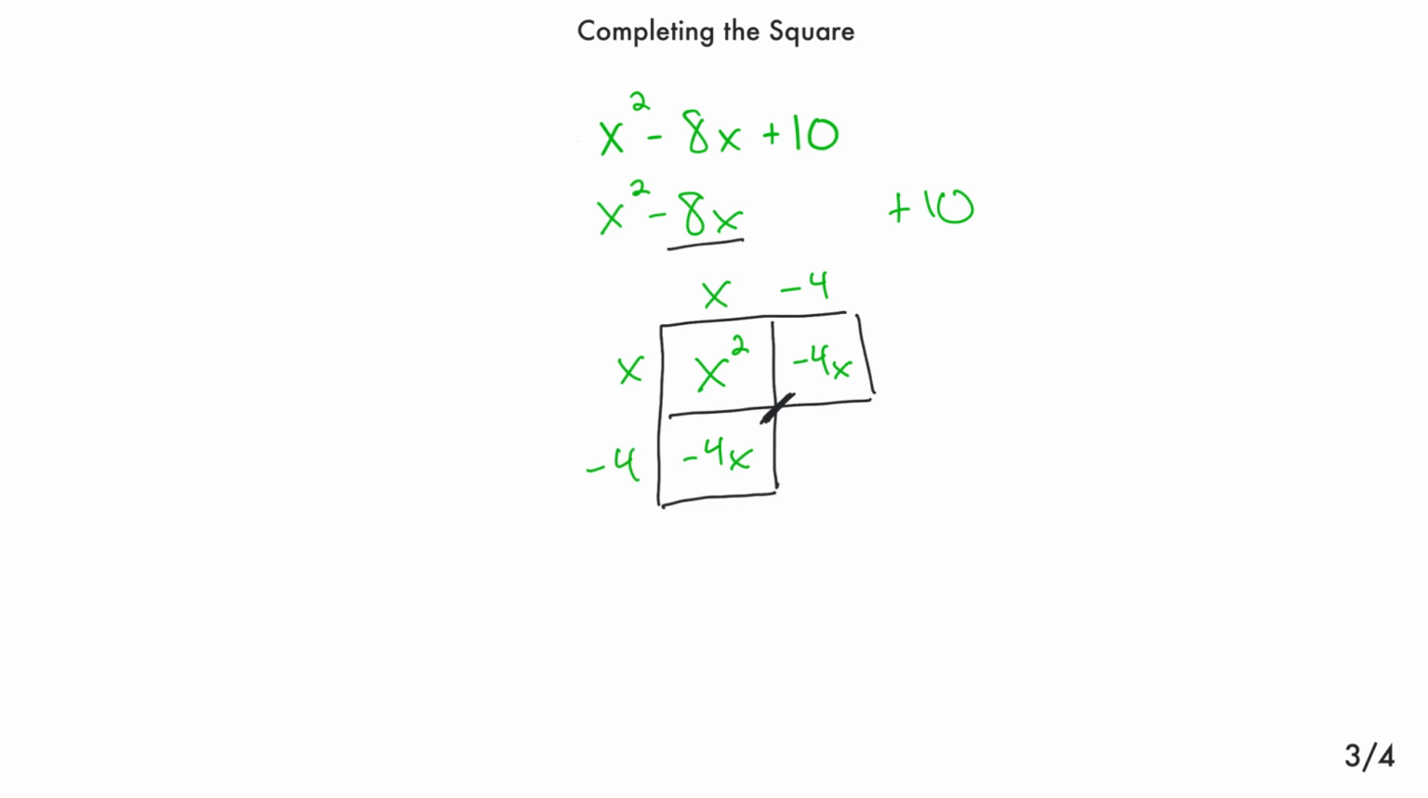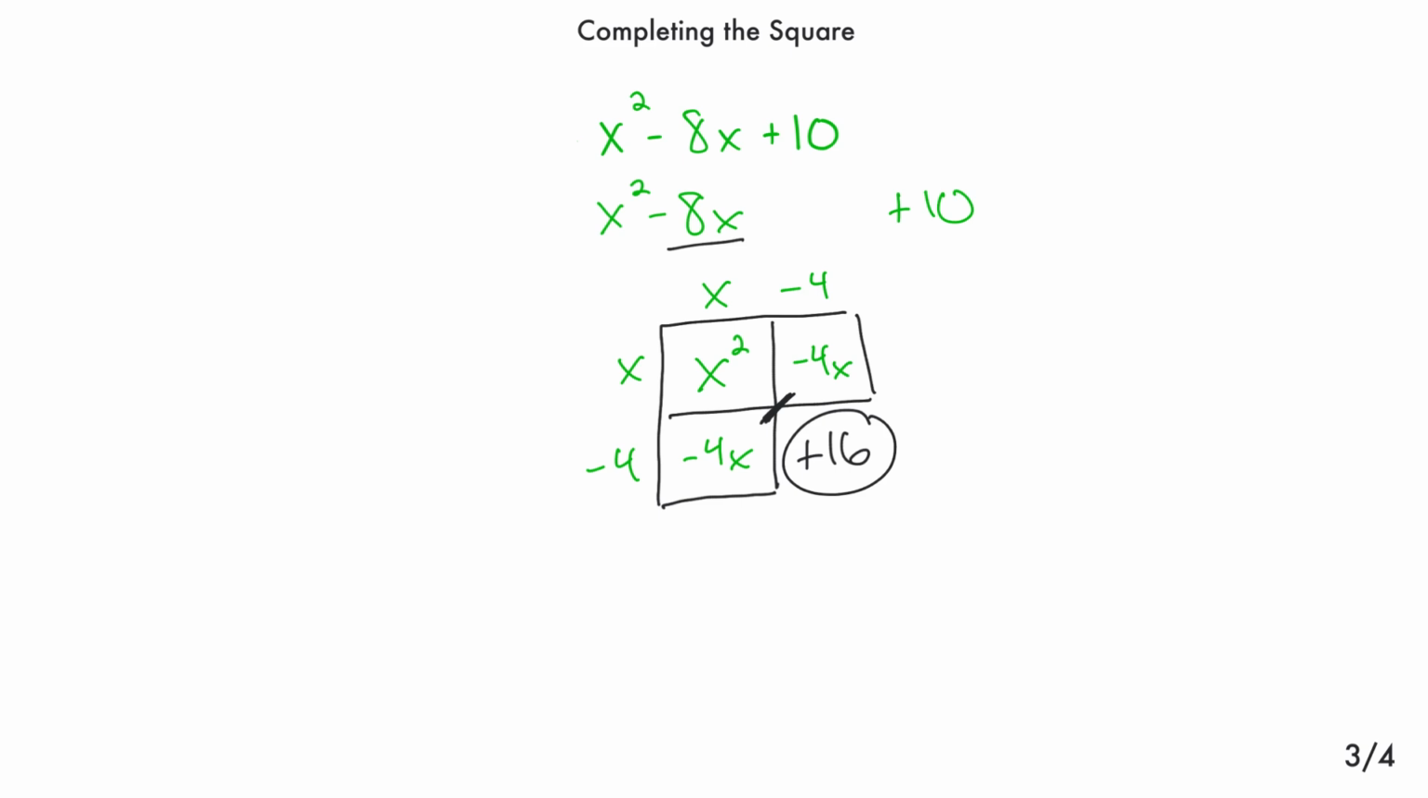And now we get to the part that gives this technique its name. This technique is called completing the square because we have a missing piece of a square and we need to complete it. Well, negative 4 times negative 4 is going to give us our missing piece, which is positive 16. All right, awesome. We did this area model. What the heck is this all for?